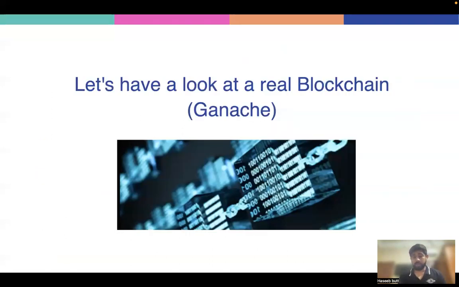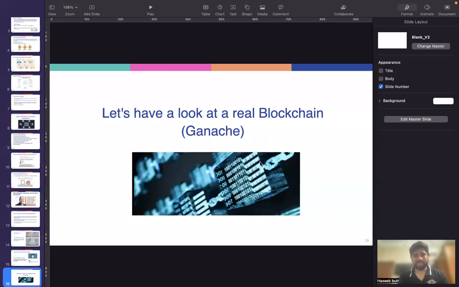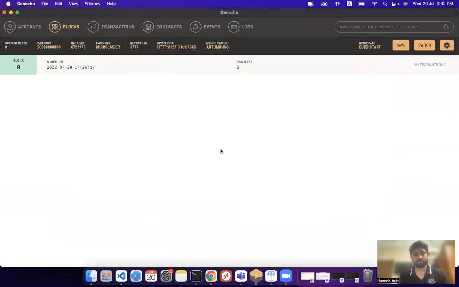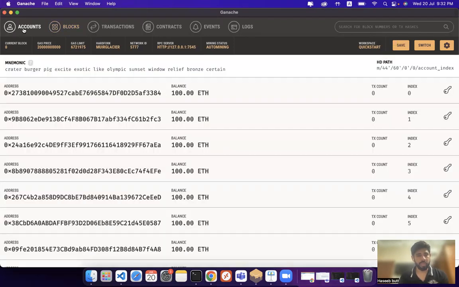So we have talked a lot about blockchain, but we haven't actually seen what it really looks like. So let me just show you how it actually looks like. I have set up a local blockchain on my computer. So this is how it looks like.